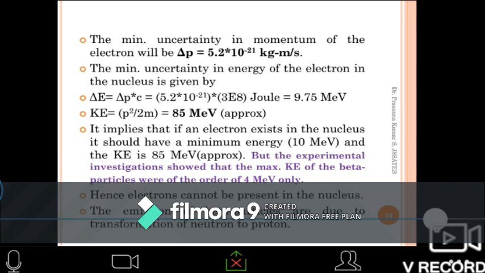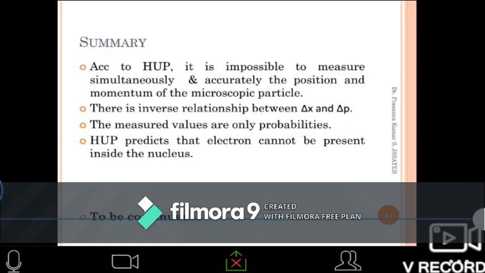The emission of beta particles takes place during the transformation of neutron to proton. This was proved later on under nuclear physics. There are continuous transformations taking place, neutron to proton. During that process, the mass difference appears as a beta particle that is released, but actually electrons do not stay inside the nucleus. So we have come almost to the end of the session.